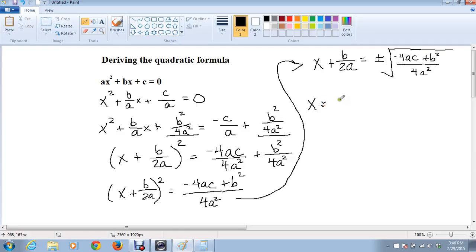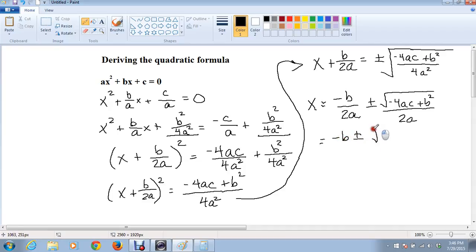So x equals negative b over 2a plus or minus, and now we're going to take the square root on the bottom so that can come out of the radical sign. Stuff on the top can't come out because it's not a perfect square. So negative 4ac plus b squared is still under the radical. The 4a squared comes out, becomes 2a. Now we have a common denominator, so we can combine the top and combine these two fractions. So we've got negative b plus or minus the square root of negative 4ac plus b squared all over 2a.